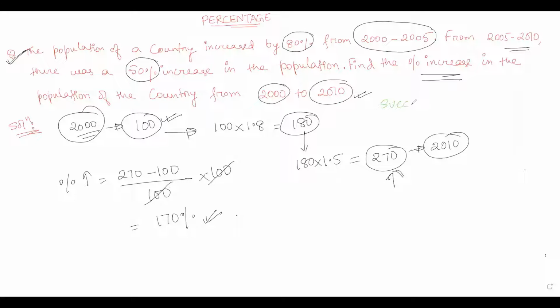We can also apply the successive percentage increase approach in this problem. As we can see, from 2000 to 2005 there is an 80% increase in the population, and from 2005 to 2010 there is a 50% increase. Using the successive percentage approach, the total percentage increase would be 80 plus 50 plus 80 times 50 upon 100. If you calculate this, it would be 130 plus 40, so that's 170. So directly we can say that there is a 170% increase in the population from 2000 to 2010 simply by using the successive percentage increase approach.